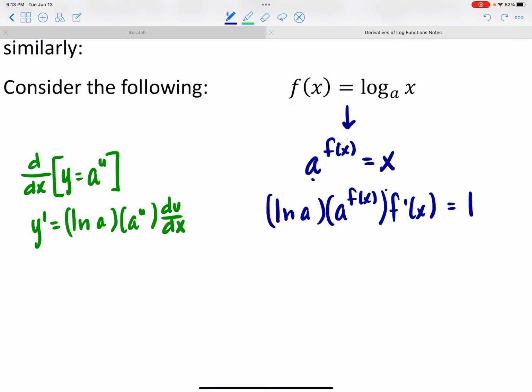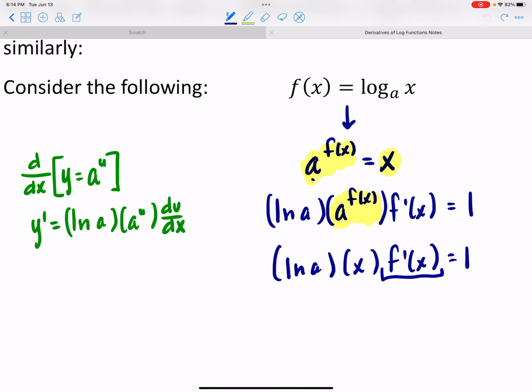Well, I have that here, so now I'm just going to do a little bit of work to solve for f prime of x. So here, I'm going to make a replacement. I have this a to the f of x power. Well, I see that here is also equal to x, so I'm going to swap that out. I'm going to call this the natural log of a times x times f prime of x equal to 1. And again, if I want to solve for f prime of x, and it's being multiplied by x and the natural log of a, I'm just going to divide that over.